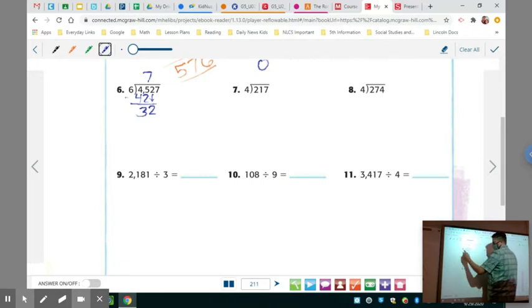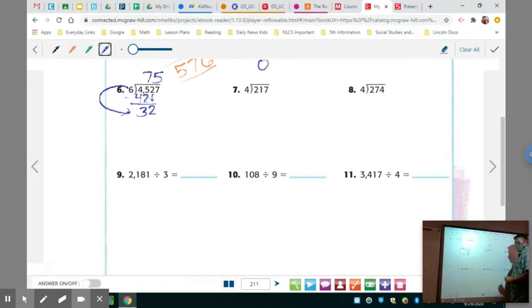So, put 5. 6 times 5. 32 divided by 6 is 5. All right. Now what? You times it, which is 30. Okay. Subtract. Okay. Ethan? It's 2. Good. Then bring down the 7. Okay.